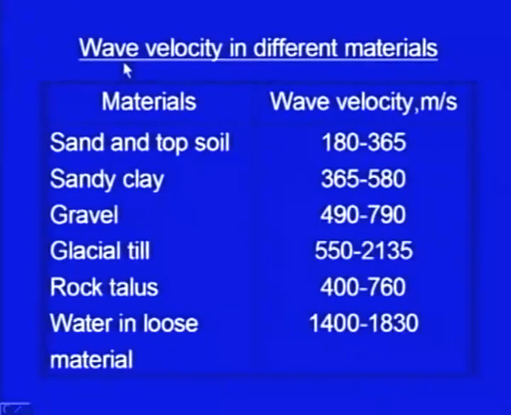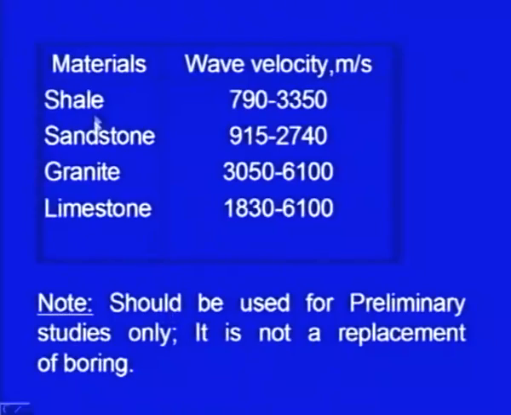Now, if you have the velocities, then you can have an idea about the material also. Velocity is available from the curve, and this is the table which gives you the range of wave velocity for different types of material. For example, sand, sandy clay, gravel, glacial till, rock talus, and so on. This is the continuation of the same table. For different soil or rock materials, the standard wave velocities are available, and you can have an idea about the particular soil stratum.